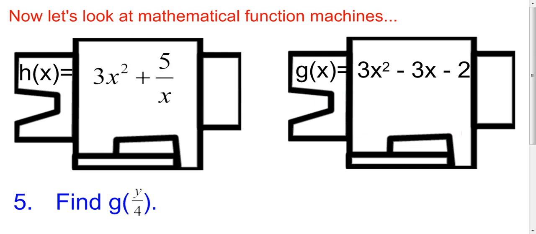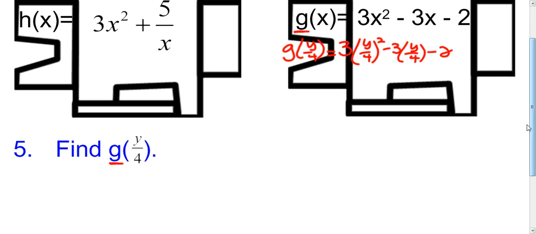All right, then we're going to do a couple where we've got some fractions. Here we want to find g of y over 4. So I'm going to make sure that I use function g, and I will plug in y over 4. When I do that, I will have 3 times y over 4 squared minus 3 times y over 4 minus 2. So I know people sometimes freak out about fractions, but I don't want you to do that, okay? Fractions are our friends.